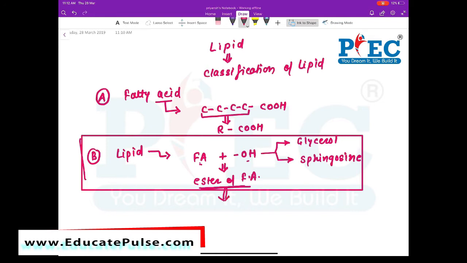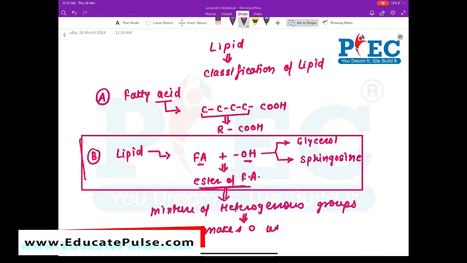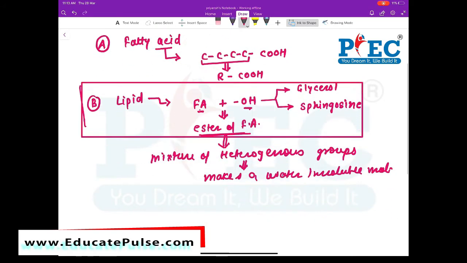From this concept, if we derive the definition, it comes out that lipid is a mixture of heterogeneous groups such as fatty acid and alcohol, which makes a water insoluble molecule. That will be called a lipid.